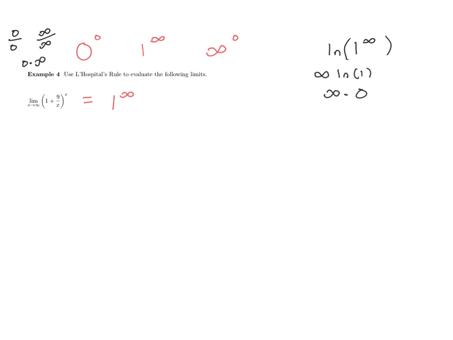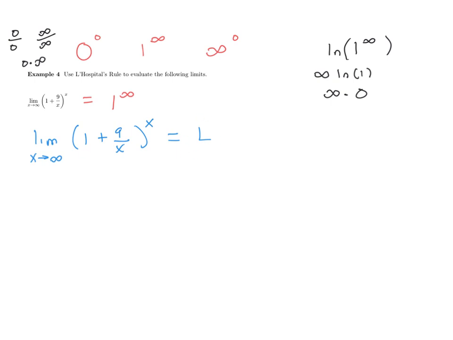The trick will be, if you see an exponent and you're asked to use L'Hopital's rule, we're going to start by taking the natural log of this expression. Here's what this problem looks like. We have the limit as x goes to infinity of 1 plus 9 over x to the power of x. I'm going to assume this limit exists and is equal to, let's say, L. I don't know what it is, but my goal is to find L.